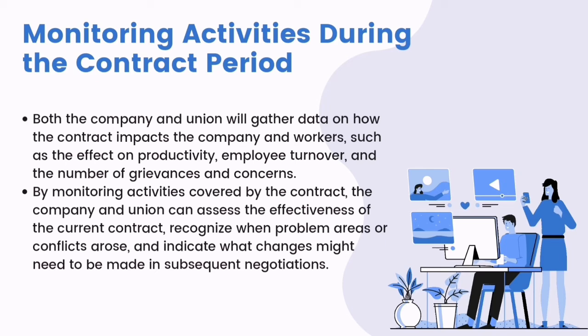Monitoring activities during the contract period. Both the company and union will gather data on how the contract impacts the company and workers, such as the effect on productivity, employee turnover, and the number of grievances and concerns. By monitoring activities covered by the contract, the company and union can assess the effectiveness of the current contract, recognize when problem areas or conflicts arose, and indicate what changes might need to be made in subsequent negotiations.